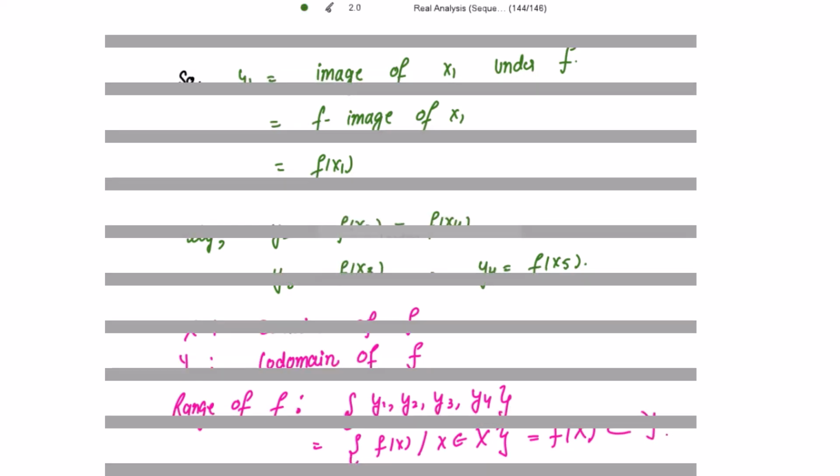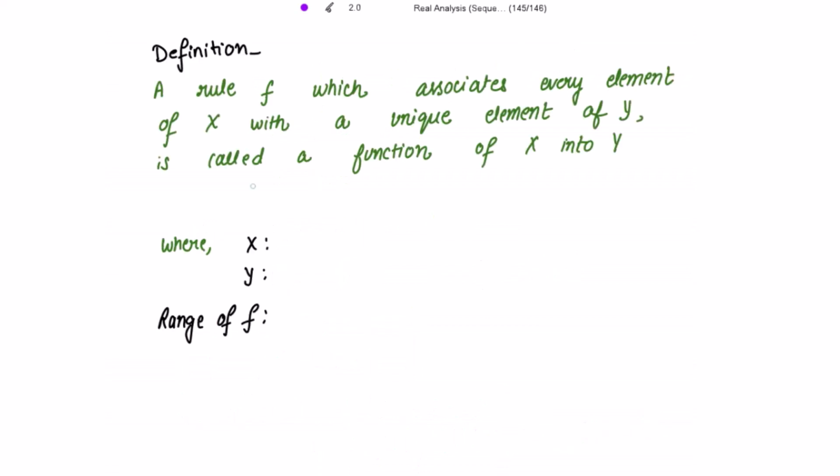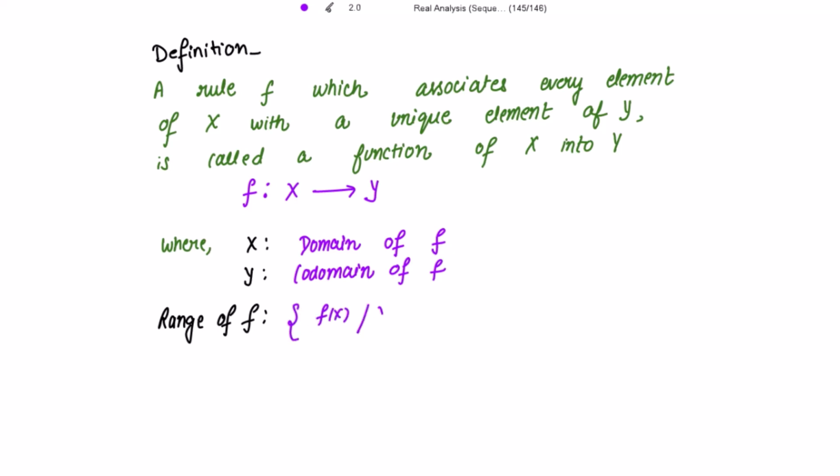So this can further be written as f of x and it is also a subset of y, right? Okay. So let's read the definition of function now. A rule f which associates every element of x with a unique element of y is called a function of x into y, where x is the domain of f and y is called the codomain of f, and the range of f is all those f of x for which x is belonging to x, and that is equal to f of x which is a subset of y, right?